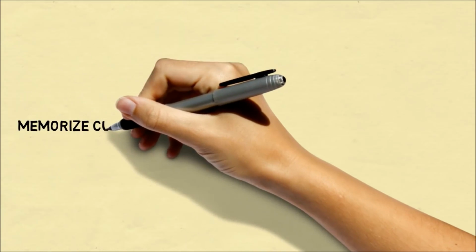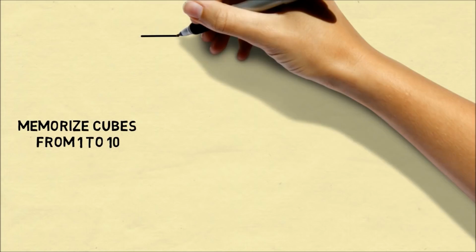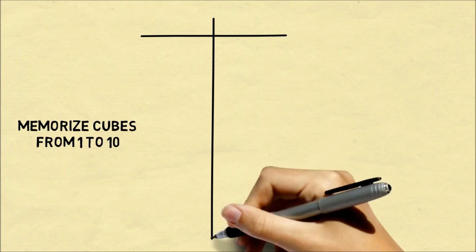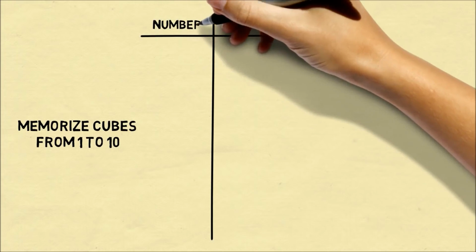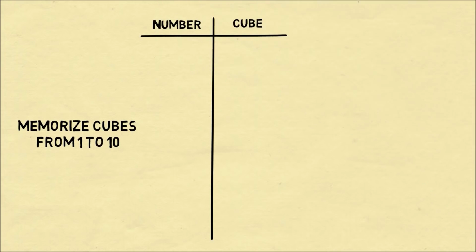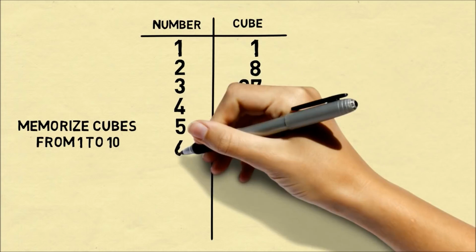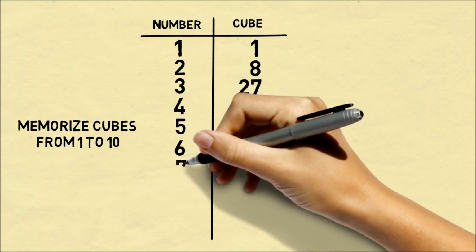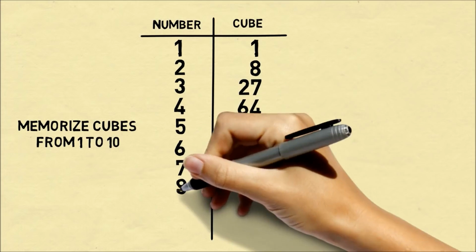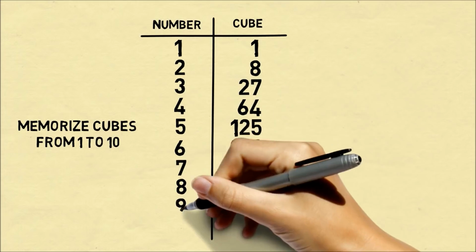So to do the trick, you first have to memorize the cubes of each number from 1 to 10. The cube of a number is the number multiplied by itself 3 times. So the cube of 1 is still 1, the cube of 2 is 8, the cube of 3 is 27, and I'm going to keep writing the cubes of each number. So you may know some of these, otherwise, to do this trick, you'll have to memorize these 10 numbers.